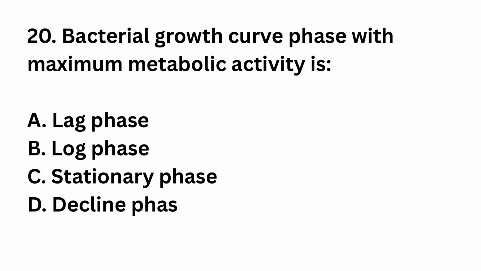Question number 20. Bacterial growth curve phase with maximum metabolic activity is lag phase, log phase, stationary phase, decline phase. The right answer is option B, log phase. During log phase, bacteria divide rapidly and are most active.